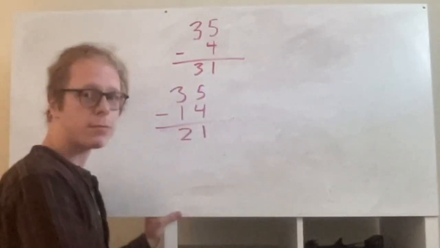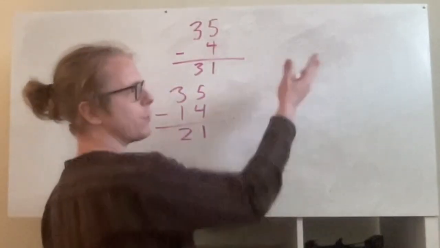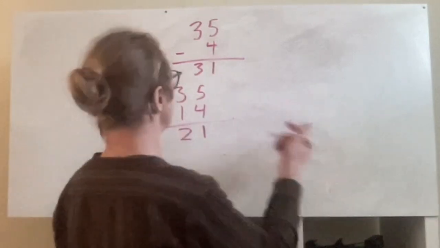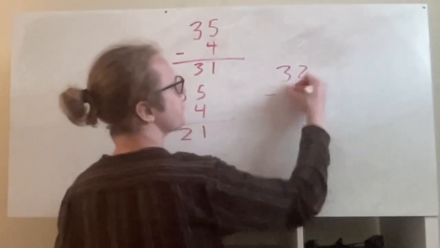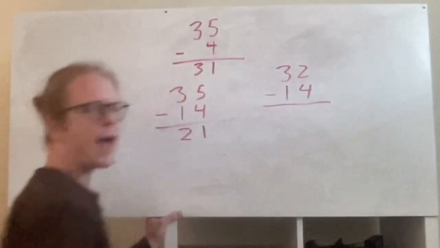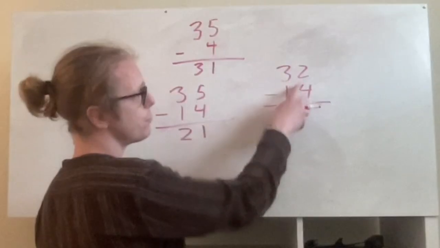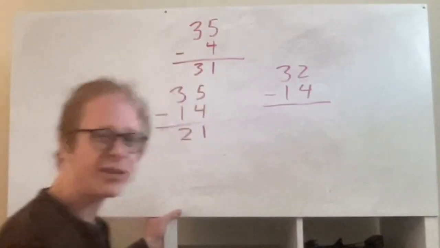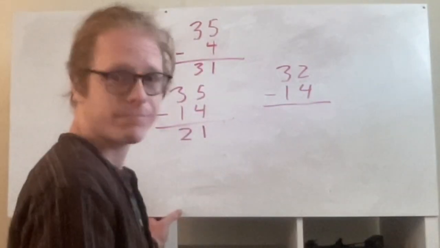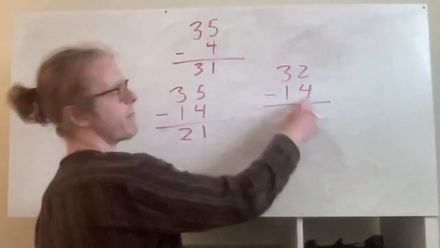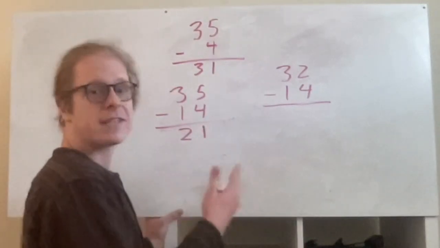Now there's one major problem that we will get into, which is, what if I don't have enough to take away in the ones place? So what if instead of 35 minus 14, it was 32 minus 14? What do I do now? Well, first let's just name the problem. I can't do 2 minus 4, right? If you go to the store and you have $4 worth of stuff and you only have $2 in your pocket, you don't have enough to buy it. The storekeeper can't take away $4 from you if you only have 2. So we have to fix this problem.